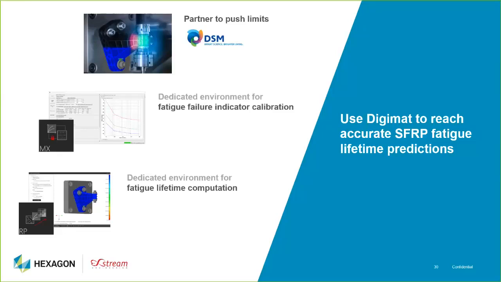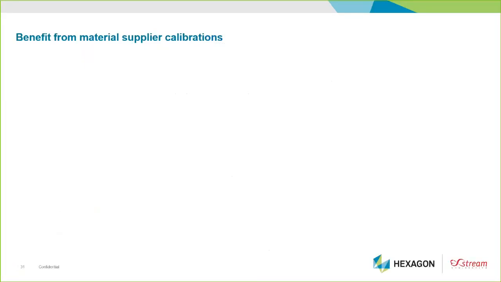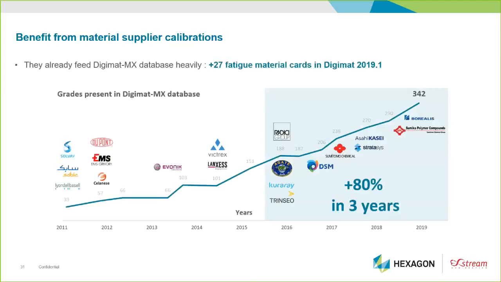to all customers here, and DSM is really of good help, helping us to design the good calibration environment and post-processing environment, as you've seen and as we described. So it means that you can already benefit from material cards, not only from DSM, but as Lucien mentioned, the DSM cards are present. Indeed, Digimat-MX is growing, almost doubling in number of grades over the past 3 years. And in the 2019.1 release, we expect about 27 material cards to be released. So that's a big change here.